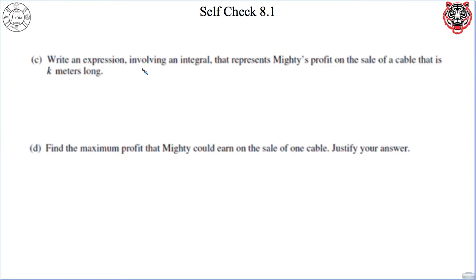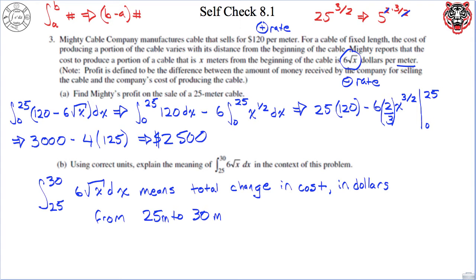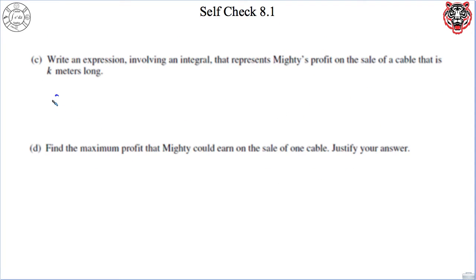Write an expression involving an integral that represents Mighty's profits on the sale of cable that is k meters long. So this is using the fundamental theorem of calculus. What was the initial amount? There is no initial amount, so our initial amount is 0. You don't have to put that, but I'm going to put it in mine.